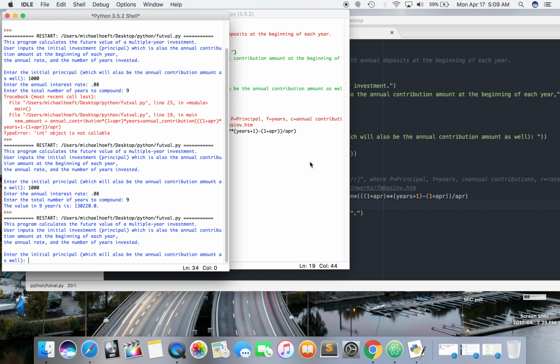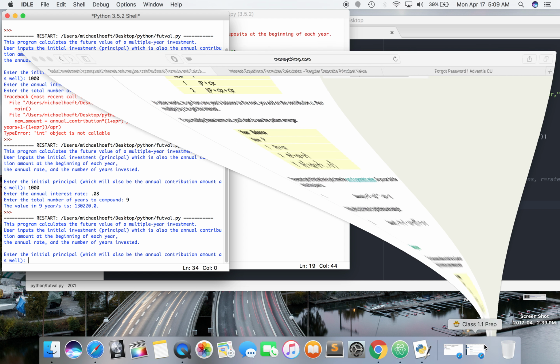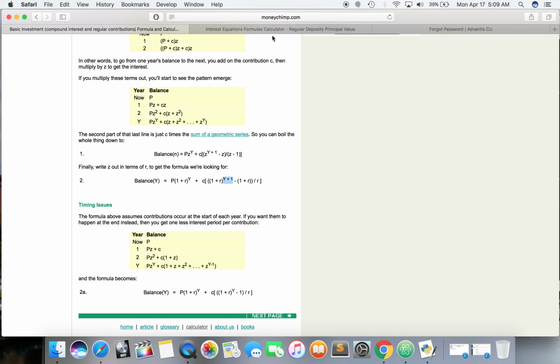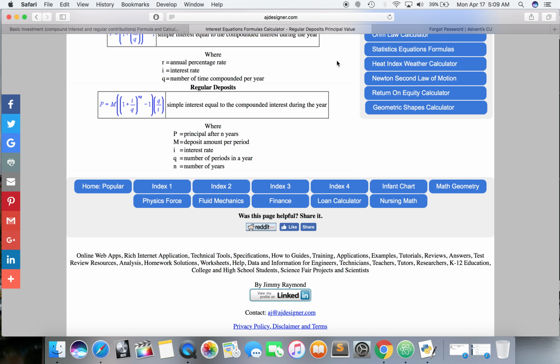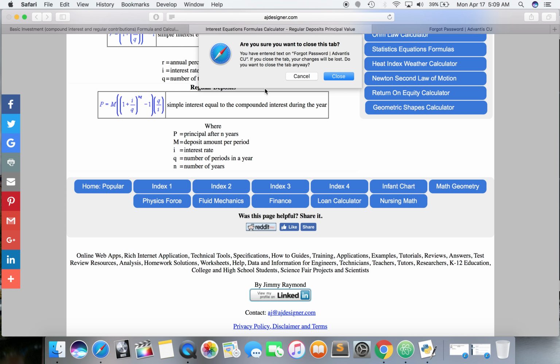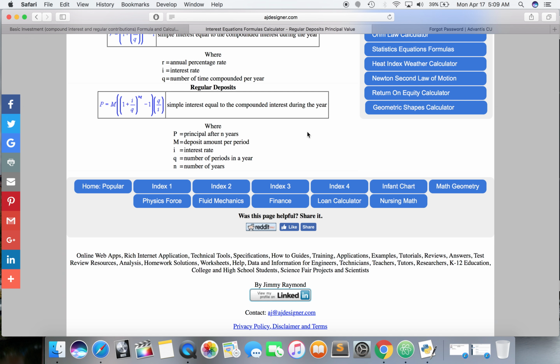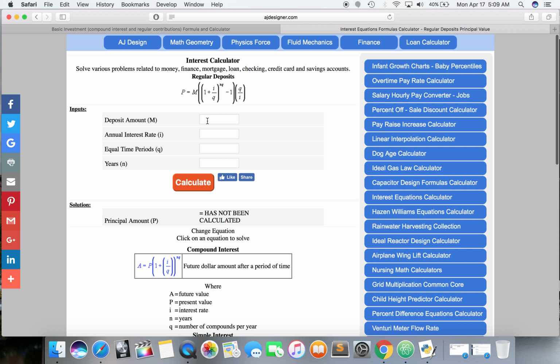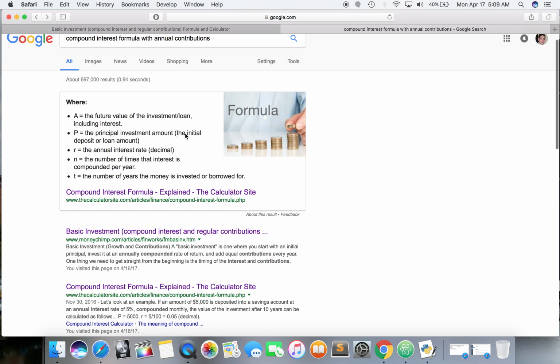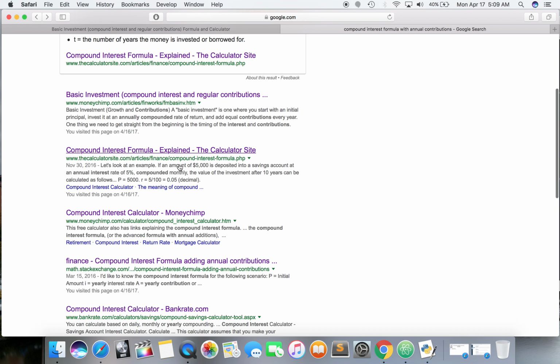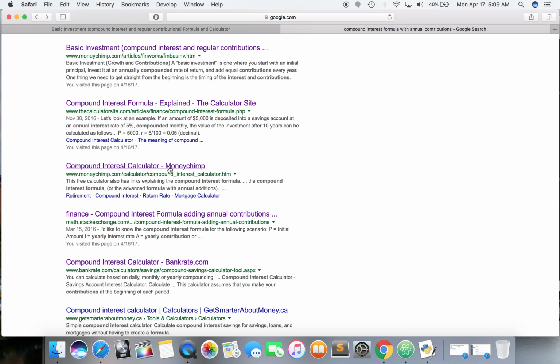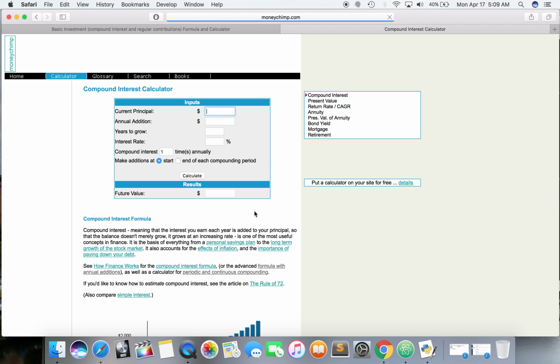All right, so now let's check out this formula, and we're going to go to compound interest, the calculator. Yeah, here we go.